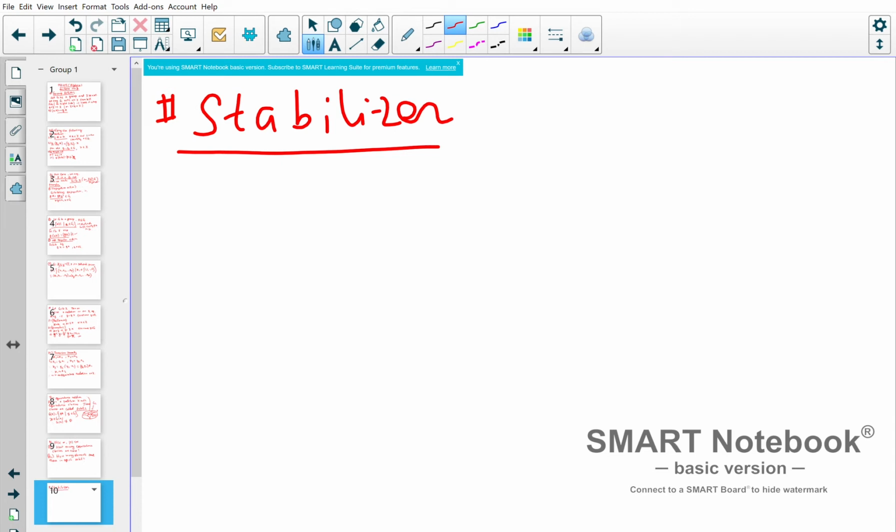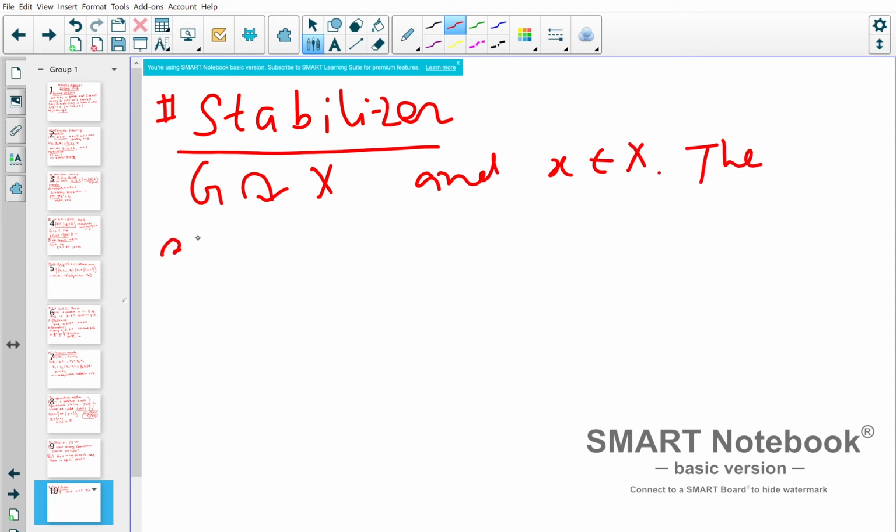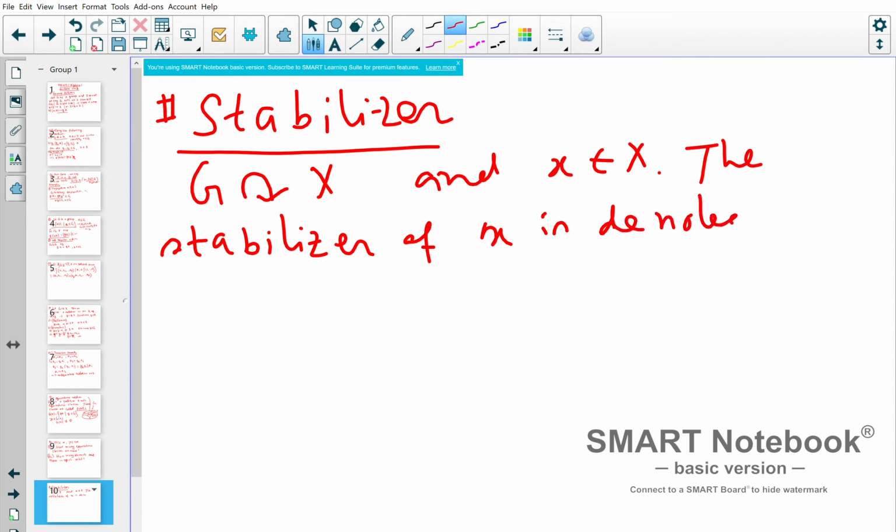So again, how to define? You have a group G acting on a set X, and you have an element of X. So we define the stabilizer of x, denoted by G suffix x.